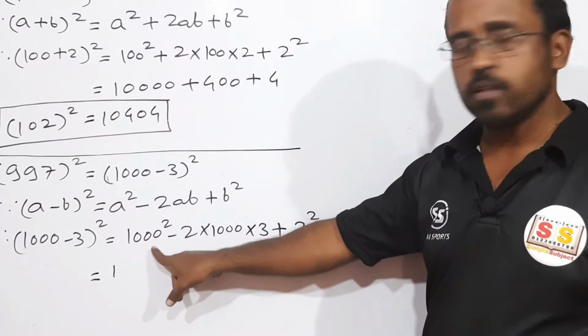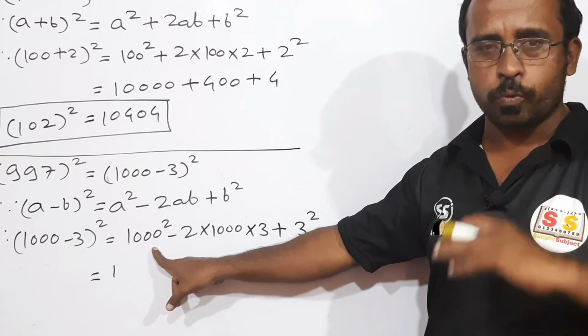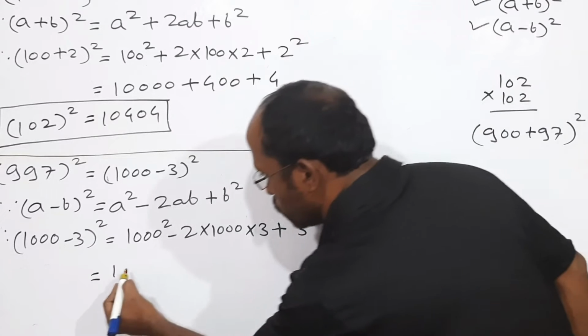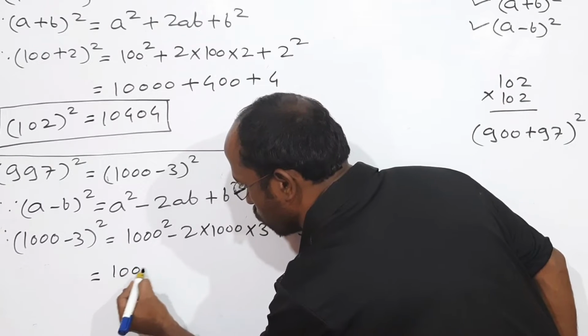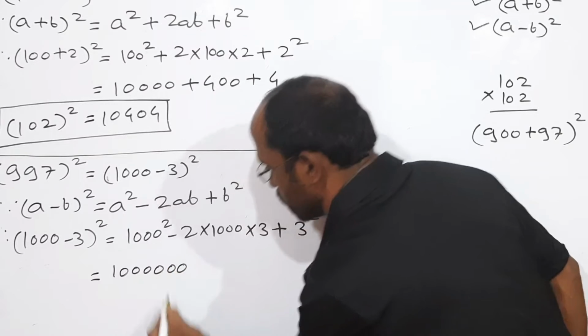In the square root there are 3 zeros. So in its square, 6 zeros will be there. So write 6 zeros after 1. 1, 2, 3, 4, 5, 6.